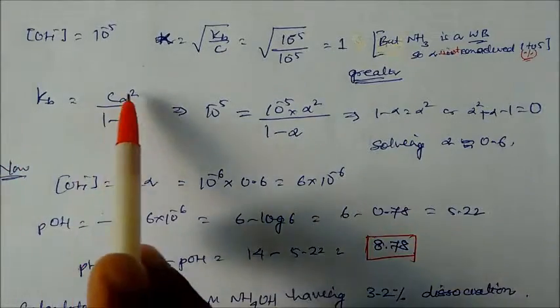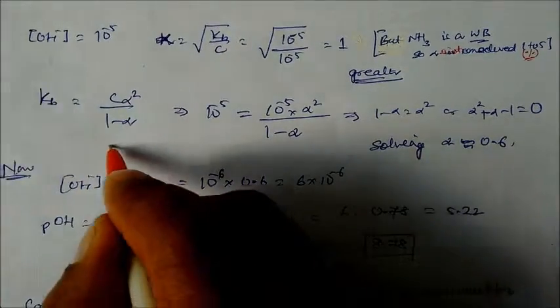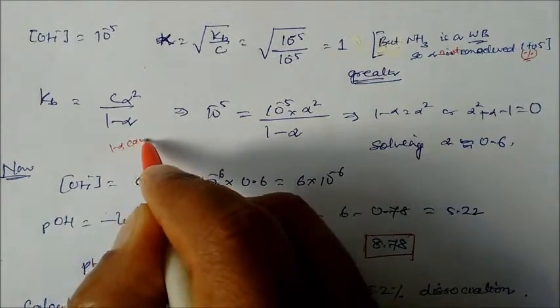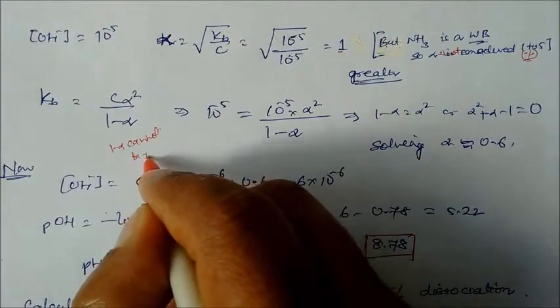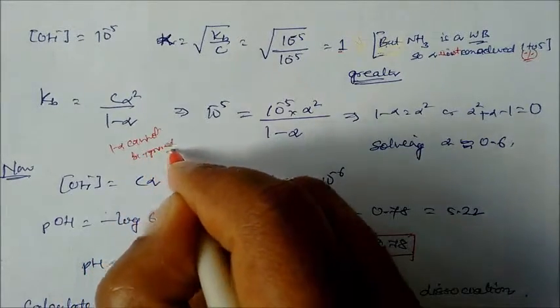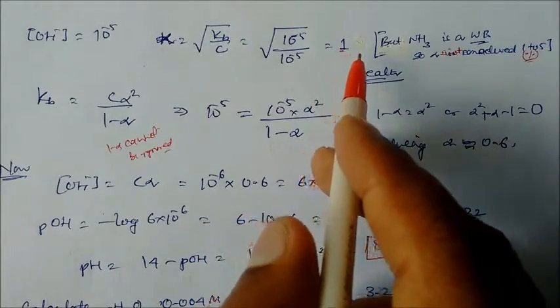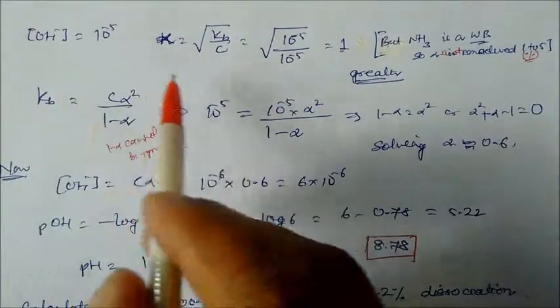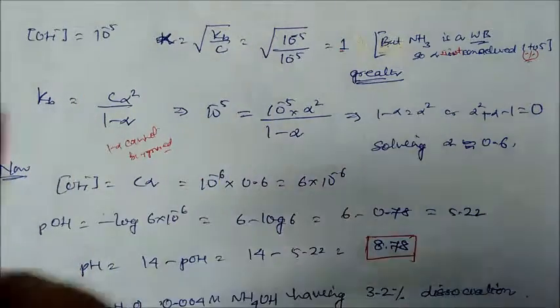So Kb equals C alpha square upon 1 minus alpha. Here 1 minus alpha cannot be ignored, because alpha is equal to 1. Alpha equal to 1 does not mean that complete dissociation takes place. So this is a weak base. Ammonium hydroxide is the weak base, so it is going through dissociation.